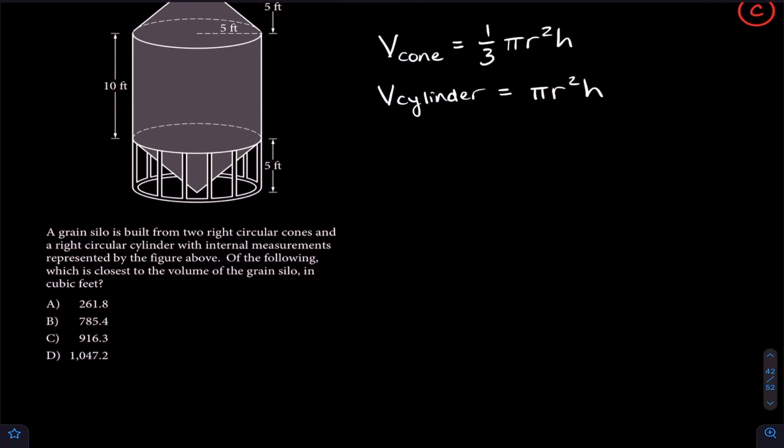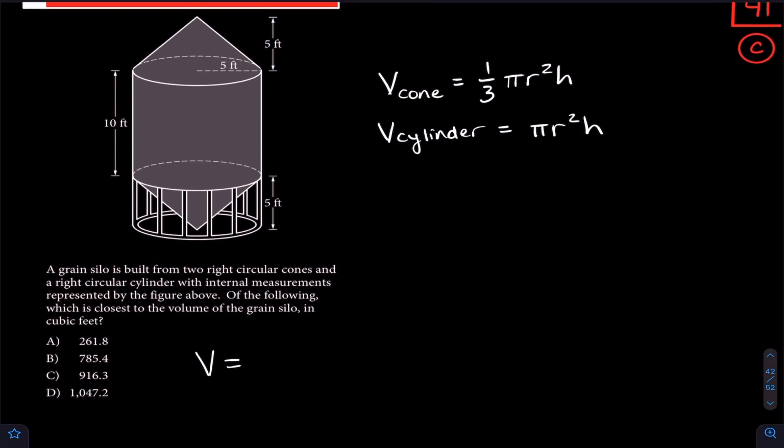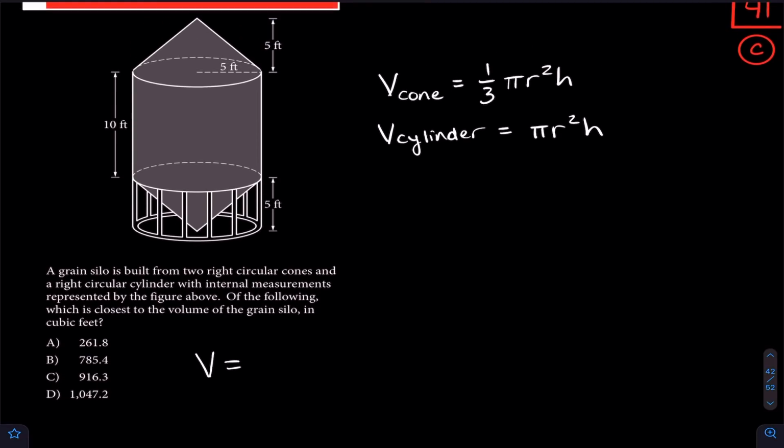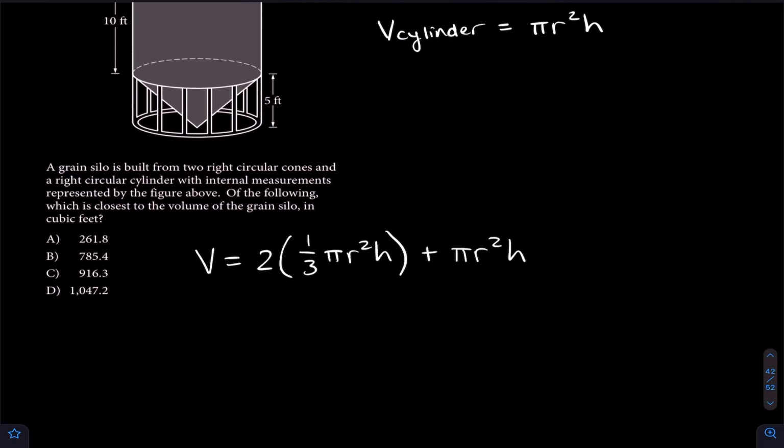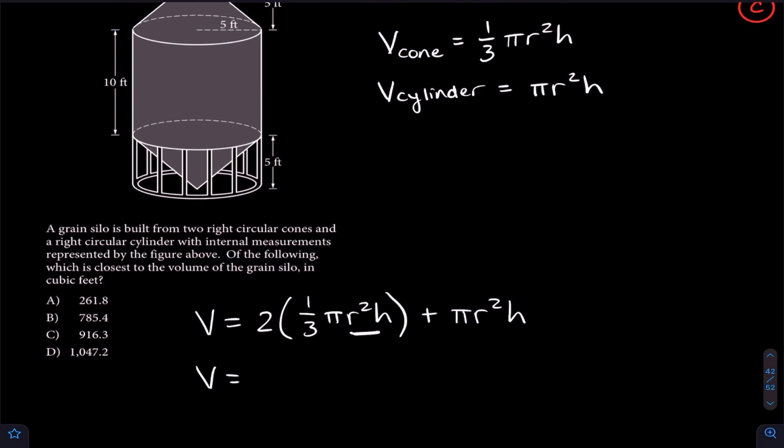So the volume here is going to be the volume of 2 cones, because as you can see here, we have 2 identical cones, a cone here and a cone here. So the volume is going to be 2 times the volume of a cone, which is 1/3 pi r squared h, and then we're going to add on the volume of the cylinder, which is pi r squared h. We're not going to combine all this notation because these are different variables. This r and h is not the same as the other r and h.